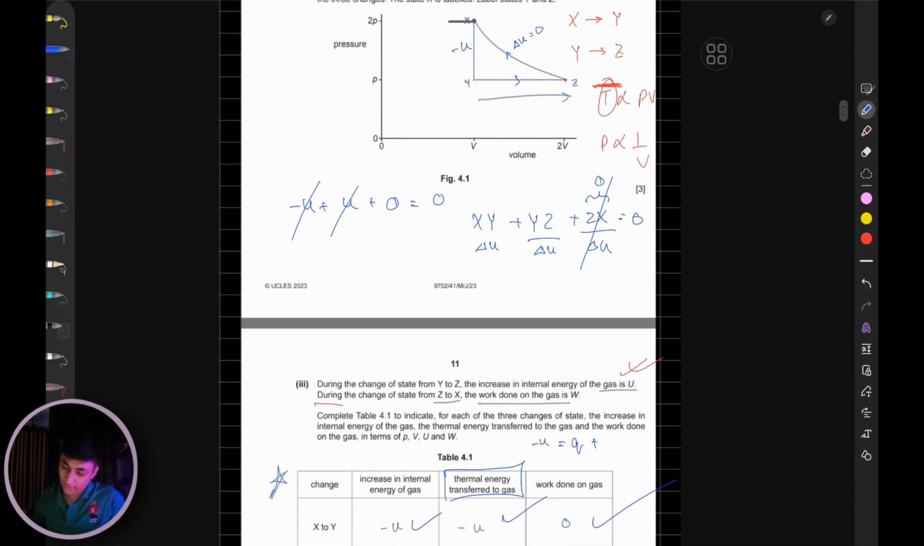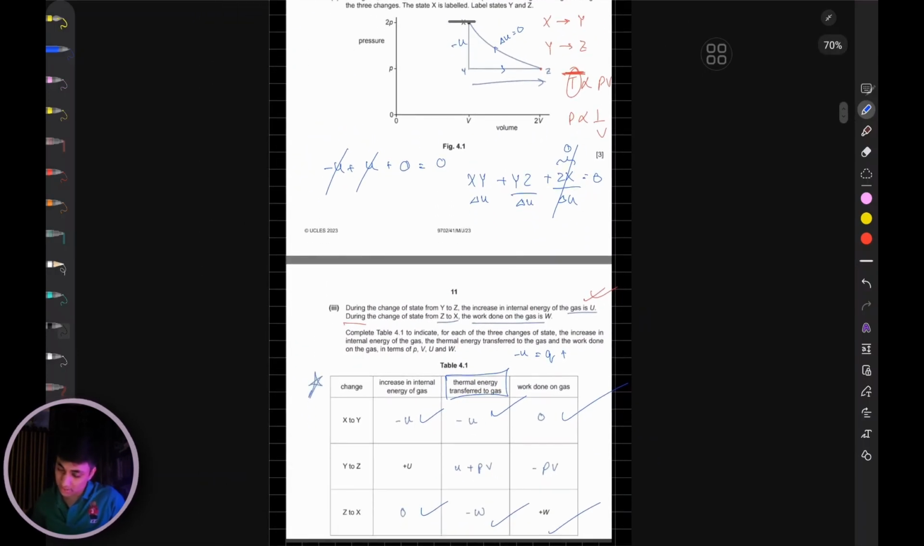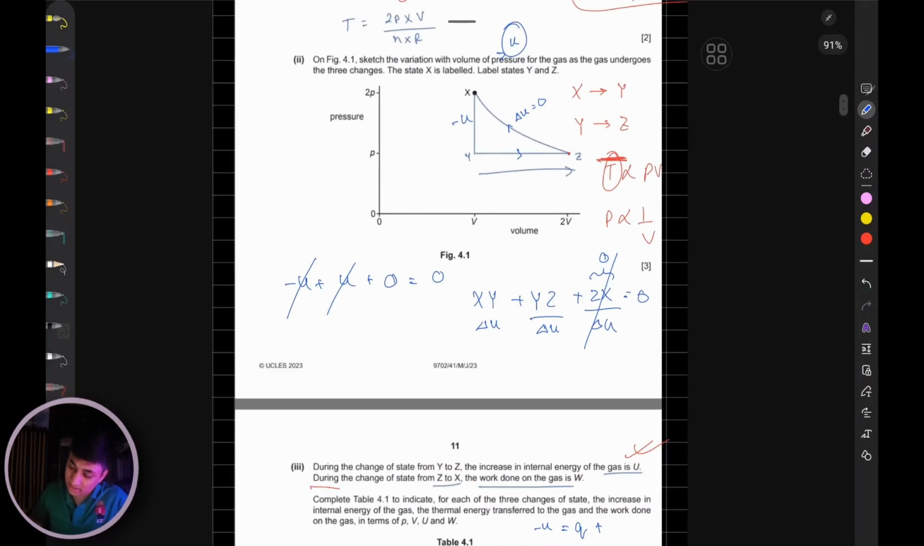Great. So let's see Y to Z, what's happening. I need to find out the change in thermal energy and the work done. Now, the work done part is very easy. Why? Because the area under the graph, or the amount of work done, is basically pressure times change in volume. Your pressure from Y to Z is what? Constant. And your change in volume is 2V minus V, which is V. So P times V is your work done.